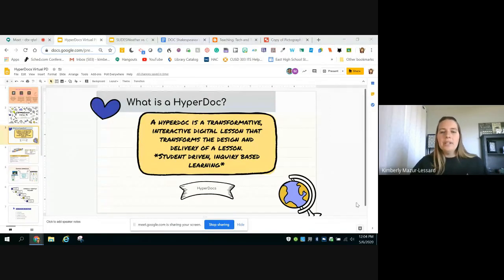So as we move forward, we're going to take a look at what a HyperDoc is. A HyperDoc is an interactive digital lesson that transforms the design and delivery of a lesson. It offers students a way to work on their 21st century skills. This is a way that we can help to increase engagement and promote creativity. And ideally, it is our way of personalizing the learning. So within our HyperDoc, we have layers of support that your students are going to take advantage of as they go through this lesson.